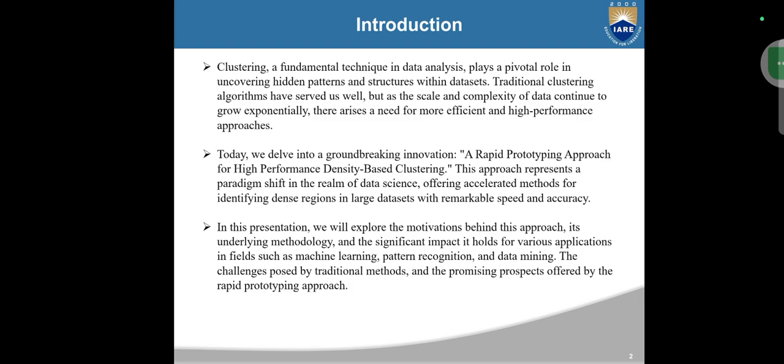This approach represents a shift in the realm of data science, offering accelerated methods for identifying dense regions in large datasets with remarkable speed and accuracy. In this presentation, we will explore the motivations behind this approach, its underlying methodology, and the significant impact it holds for various applications in fields such as machine learning, pattern recognition, and data mining. We will also look at the challenges posed by traditional methods and the promising prospects offered by the rapid prototyping approach.